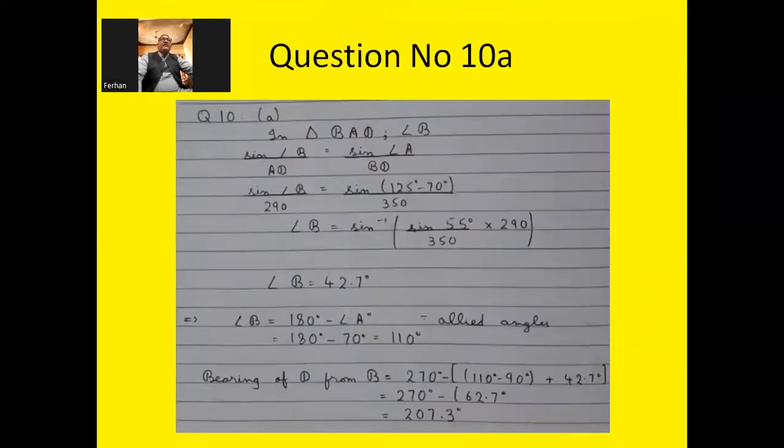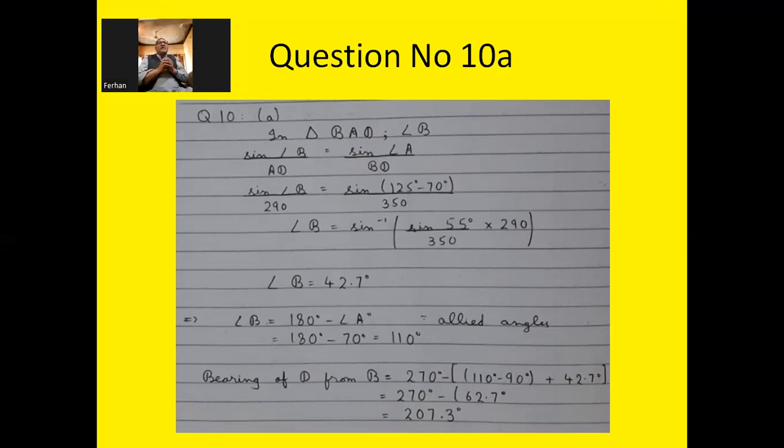Okay, so try to understand. So in the triangle BAD, sine B divided by AD equals sine of the angle A divided by BD. Sine of angle B divided by 290 equals the sine of 125 minus 70, and that will be 55, divided by 350. So the angle B will be sine inverse of, put the brackets around it, sine 55, then multiply 290 divided by 350. So the angle B will be 42.7.